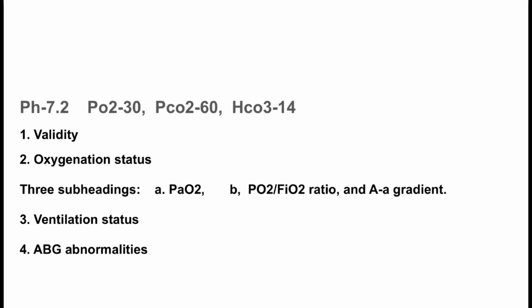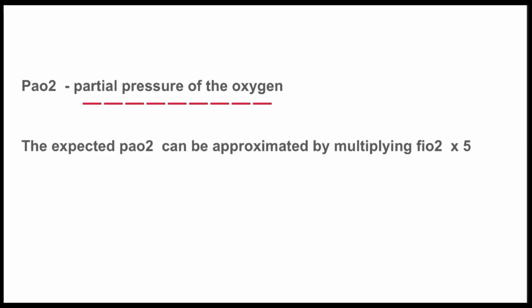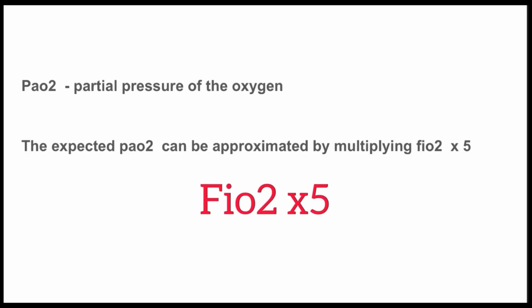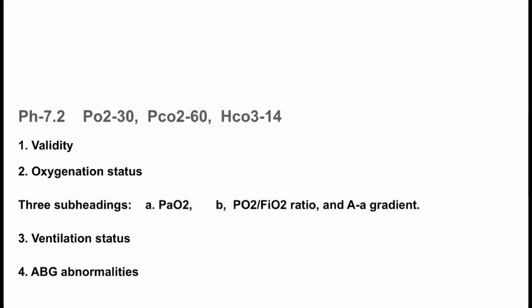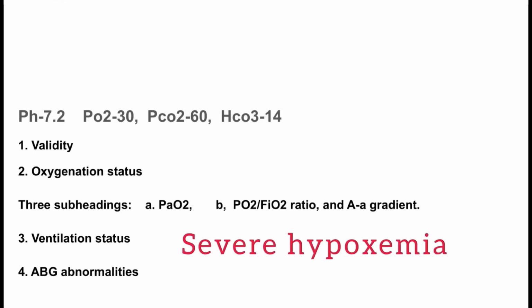Here first you have to mention about PaO2. PaO2 is the partial pressure of oxygen. I already mentioned that the expected PaO2 can be approximated by multiplying FiO2 by 5. The normal PaO2 is 80 to 100, and PaO2 of 60 to 80 indicates mild hypoxemia, and less than 40 indicates severe hypoxemia. And in this patient the PaO2 is 30. So you need to mention in the exam that this patient has severe hypoxemia. The second subheading is P/F ratio.